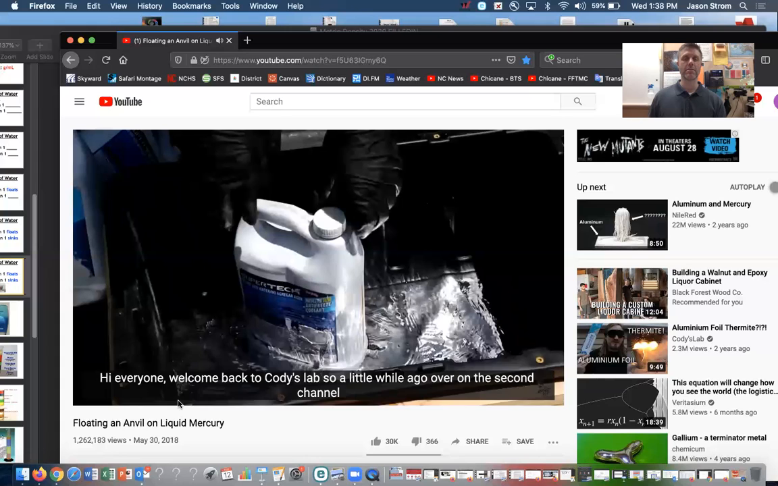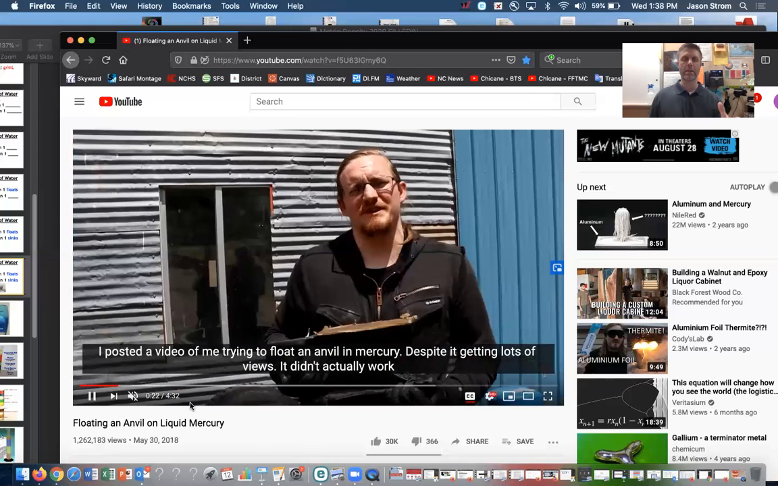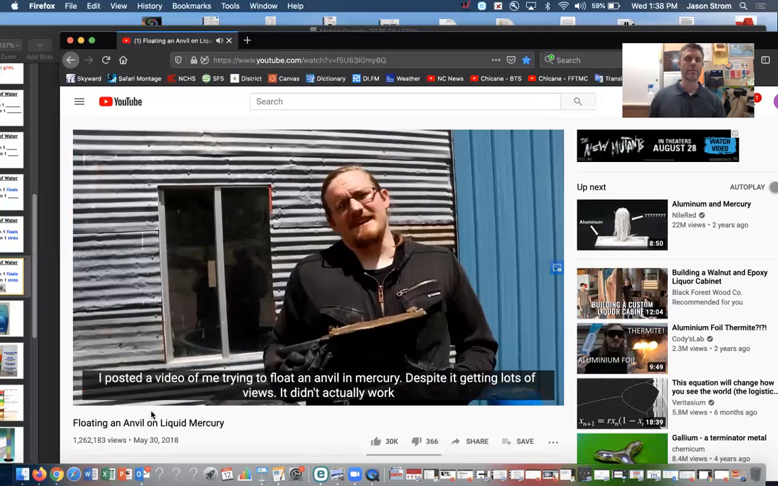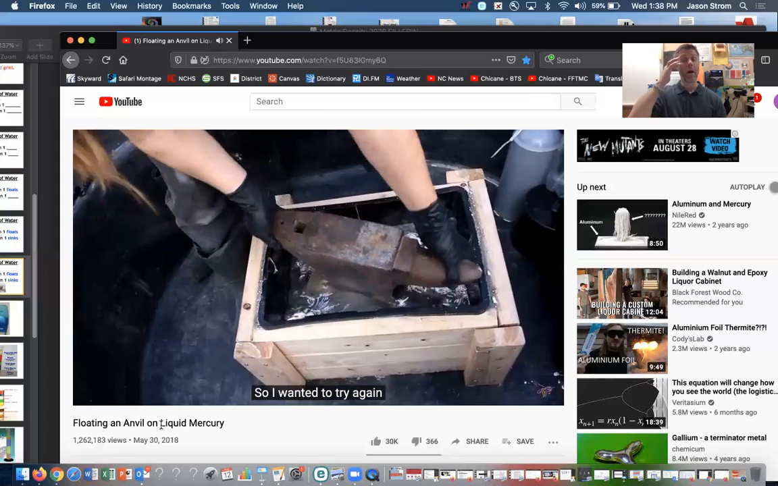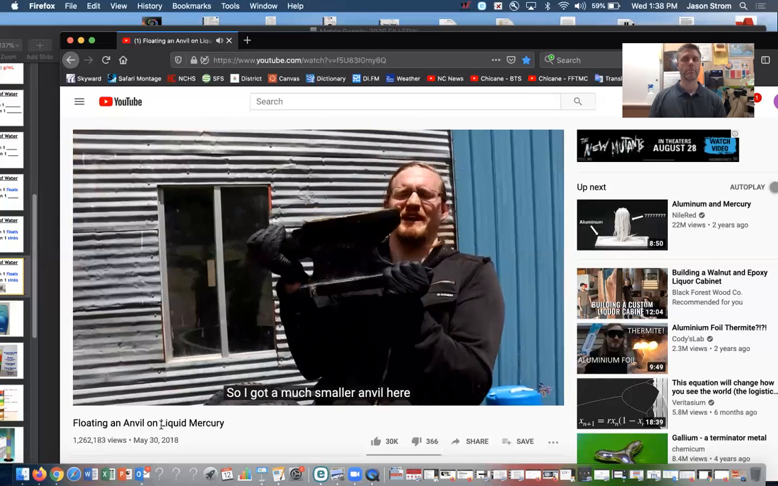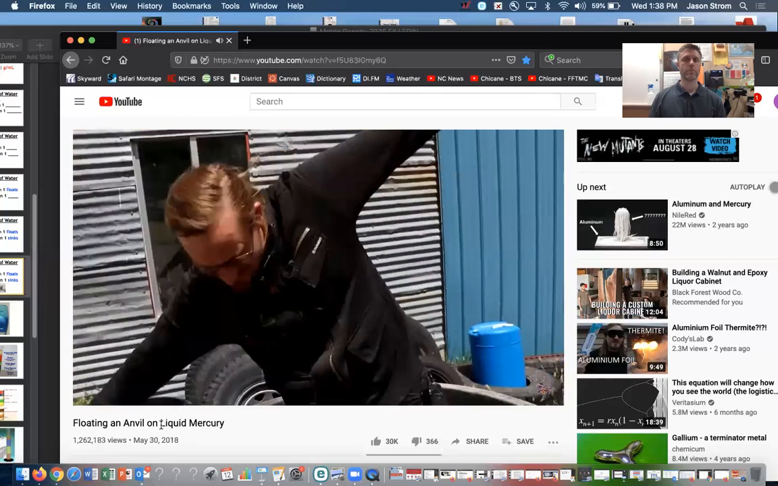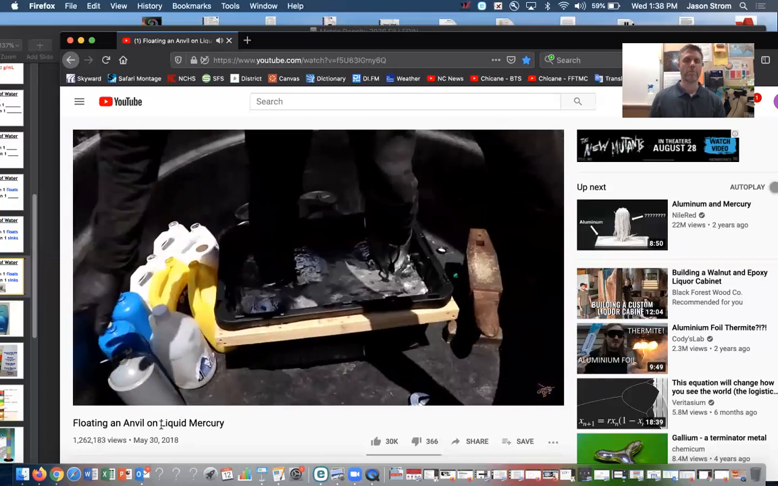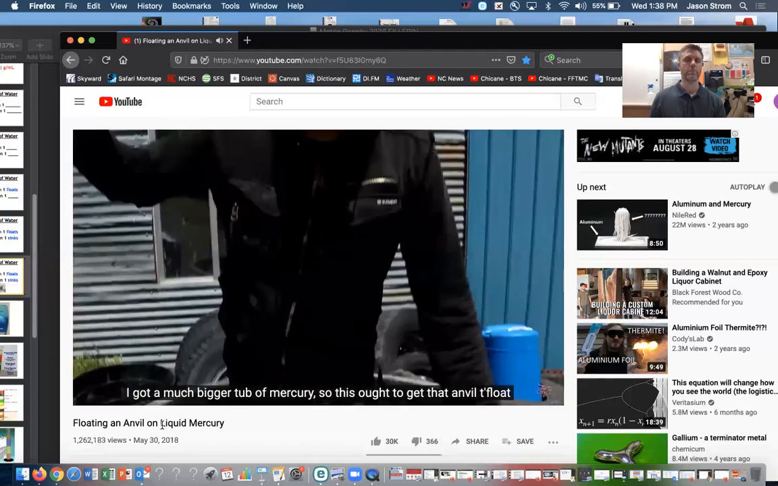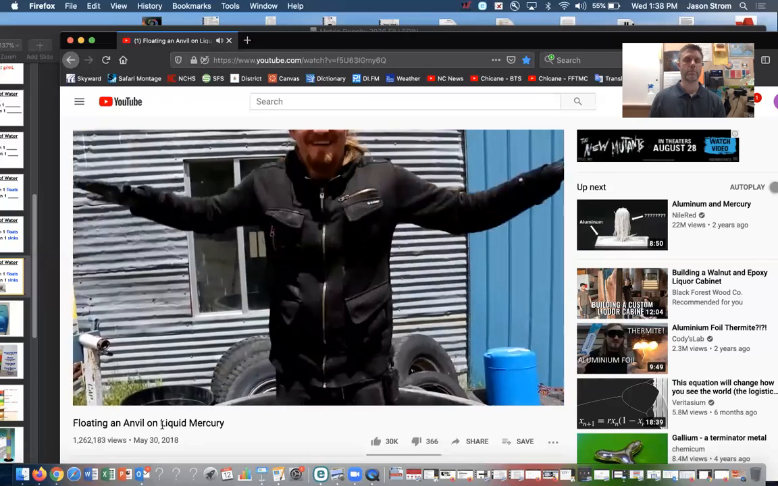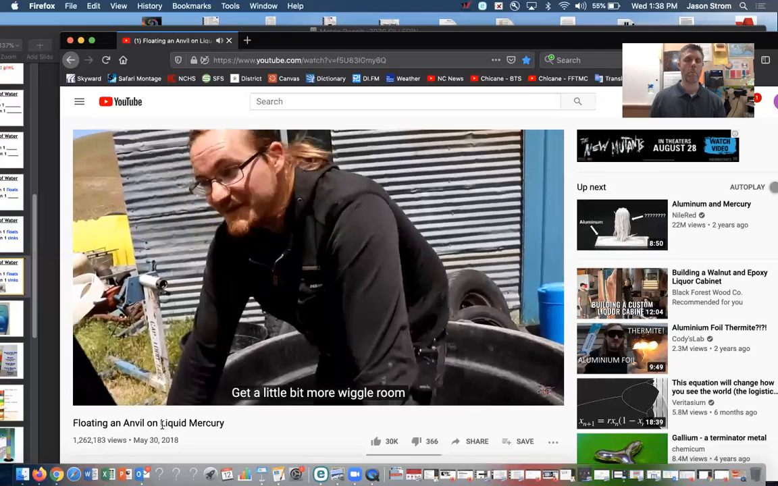And notice that he has this stuff in a tub, but then that tub is in a tub. Despite it getting lots of views, it didn't actually work. So I wanted to try again. So I got a much smaller anvil here. Of course, I'm kidding. I got a much bigger tub of mercury. So this ought to get that anvil afloat. This is much easier. Get a little bit more wiggle room.